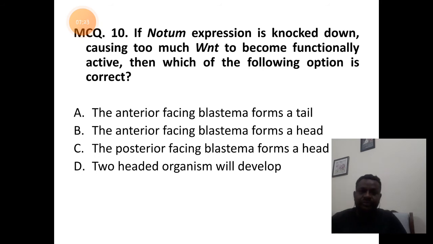The 10th question. If Notum expression is knocked down, students, you should understand the concept a little clearly here. Notum gene refers to the gene responsible for the formation of the head region. When this gene is knocked down, meaning you're blocking the activity of this gene and causing too much of WNT to become functionally active. Do you know WNT genes are related to posterior location where tail gets formed. So Notum gene expression is stopped, a WNT gene gets activated more.